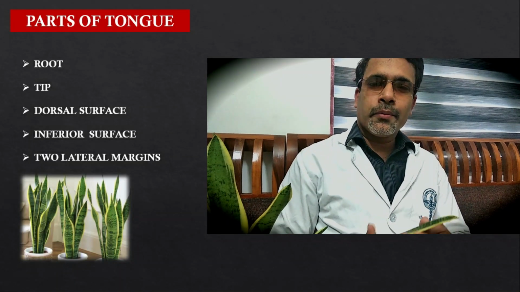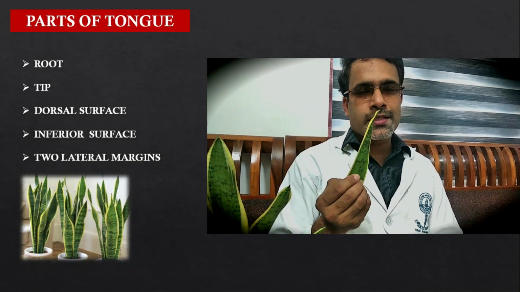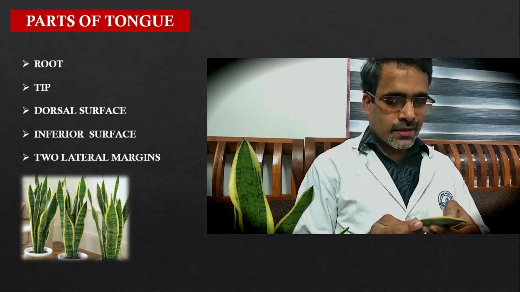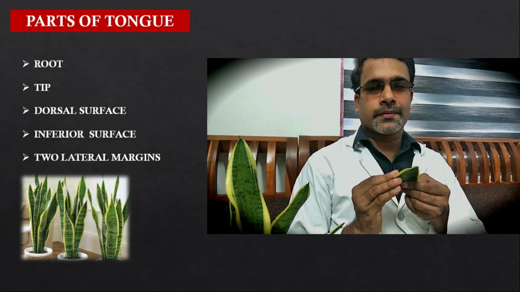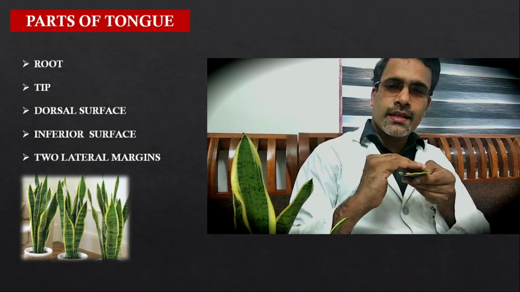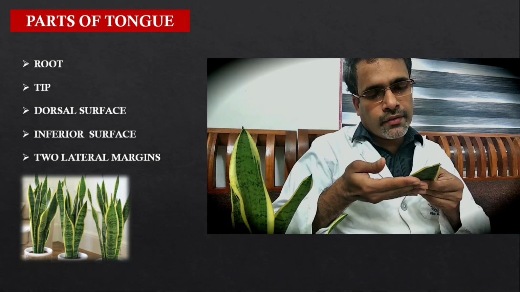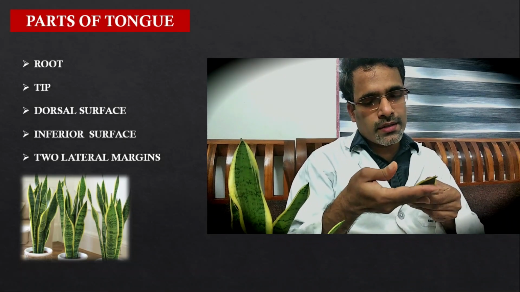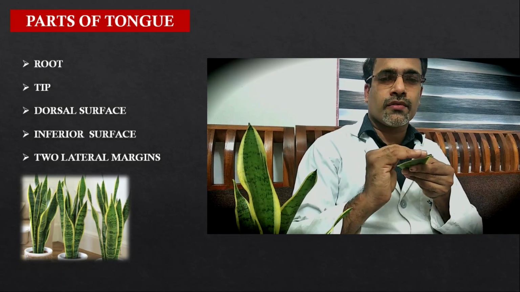So when you are learning the anatomy of the tongue you can compare with this particular plant. This is called as the mother-in-law's tongue, because this is resembling like the tongue. And so that the tongue we got a dorsal surface, that is this upper surface, and again tongue we got a ventral surface, that is this lower surface. Okay, so the ventral surface of the tongue, dorsal surface of the tongue.